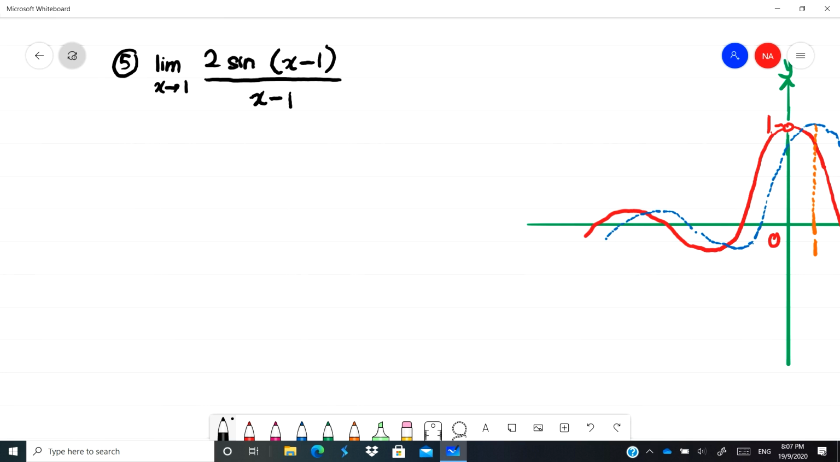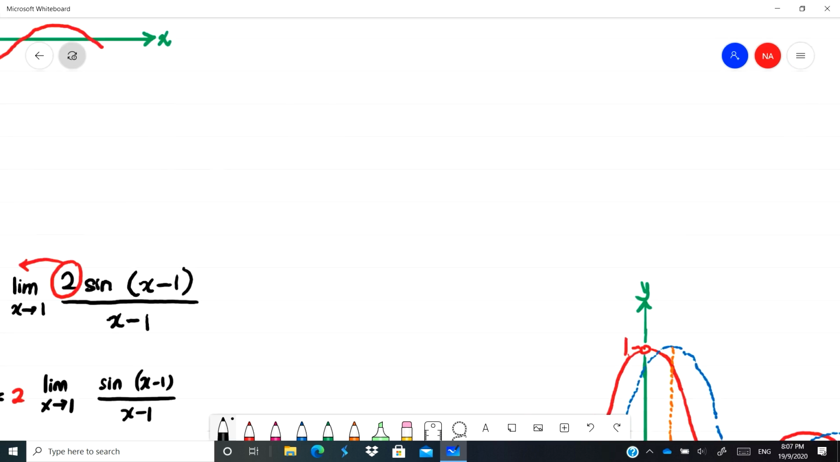Why do we have something like this? If you try to substitute x with 0, we'll have something like 0 over 0. So my advice always, if you have the number in front here, you can take out the 0. So I'll have something like 2, limit of x approaching 1 of sine x minus 1 in the bracket over x minus 1. So actually this is the squeezing theorem.